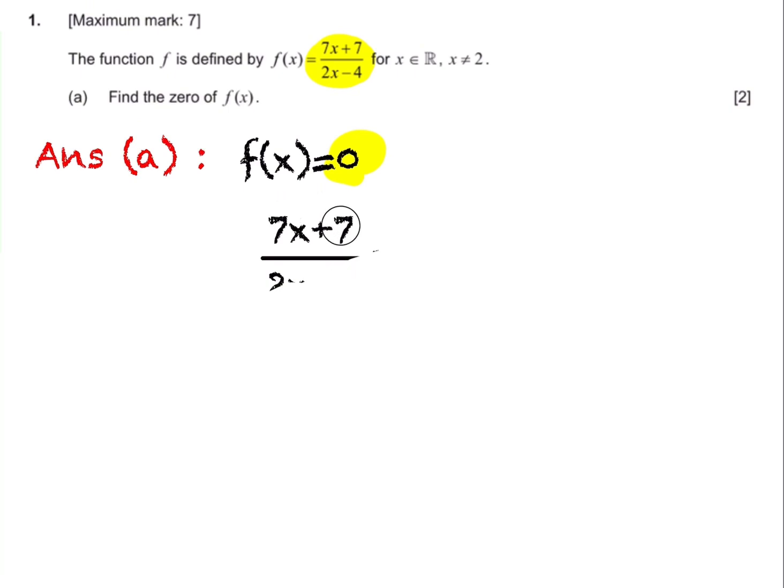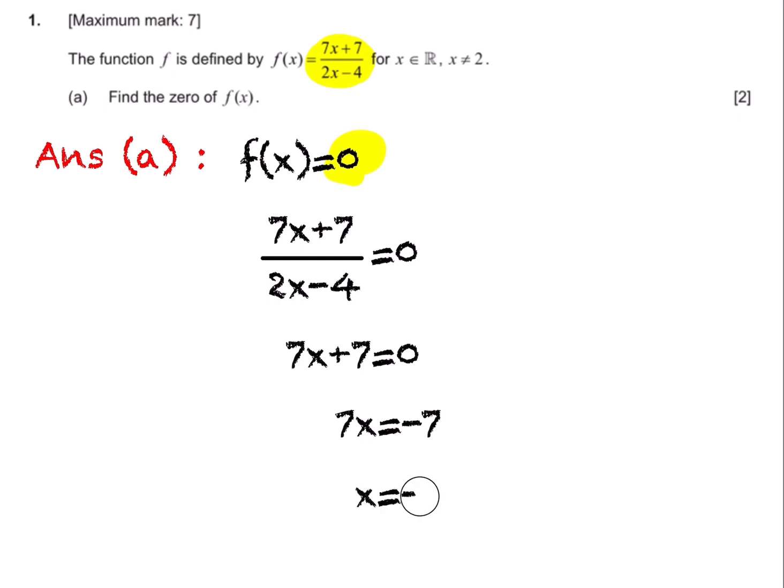If we have a rational function and need to find its zeros, we only need to focus on the numerator, because only the numerator can make the entire rational function equal to 0. After performing the calculations, we find that the result is x equals -1.